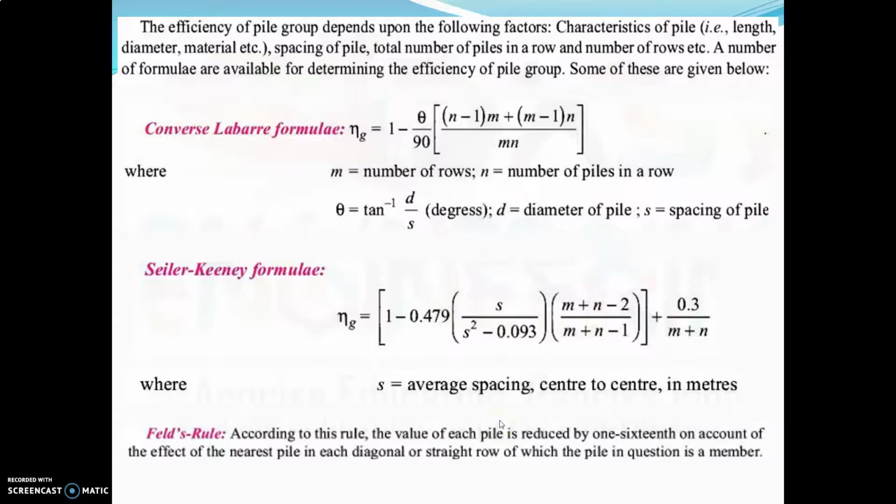Feld's rule. According to this rule, the value of each pile is reduced by 1/16 on account of the effect of the nearest pile in each diagonal or straight row of which the pile in question is a member. This is Feld's rule. What he says is that the value of each pile is reduced by 1/16 on account of the effect of the nearest pile in each diagonal or straight row of which the pile in question is a member.